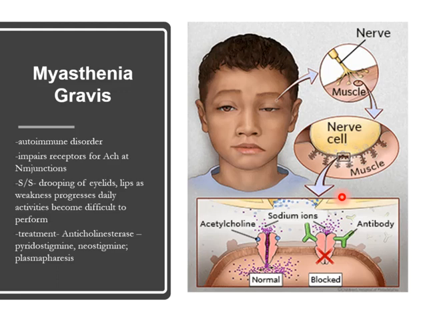Next we are discussing myasthenia gravis. Myasthenia gravis is an autoimmune disorder. It impairs the receptors for acetylcholine at neuromuscular junctions. The signs and symptoms, you can see over here, are drooping of eyelids, the lips are also drooping, the weakness progresses daily, and activities become difficult. This is a treatable condition.